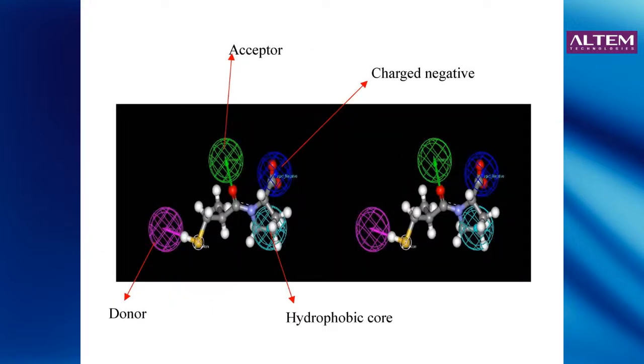So it is this kind of thing. You will be getting hydrogen bond acceptor, hydrogen bond donor, hydrophobic core. So ultimately, you can design one pharmacophore, and that designed pharmacophore can be used to screen new molecules, or even already available drugs. You can screen through this pharmacophore.